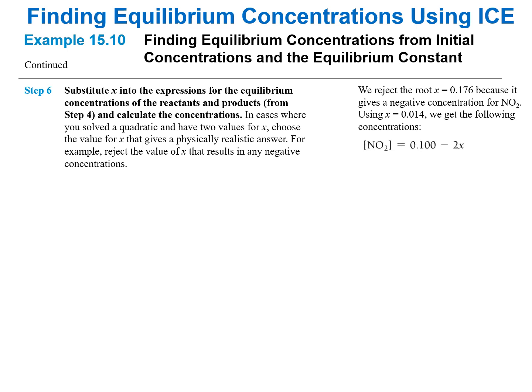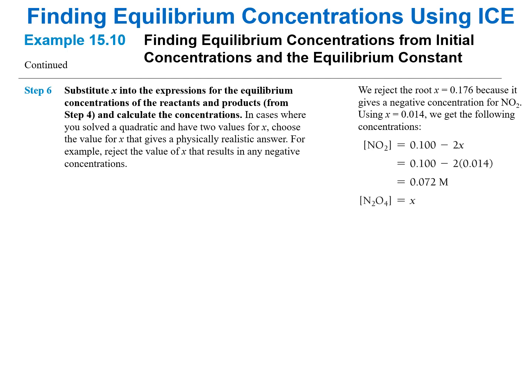So for example, here we have our concentration value that we calculated with our ICE table. If we use 0.014 right here, here's our equation, and we end up with 0.072 moles per liter for our concentration of nitrogen dioxide.